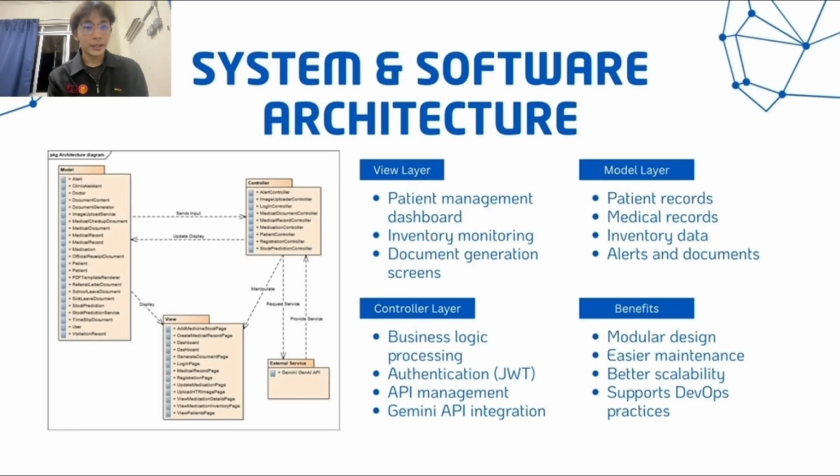The interaction between these layers follows a simple flow. Users perform actions through the view layer, such as searching for a patient or generating a document. These requests are processed by the controller layer, which applies the required business rules and retrieves or updates information in the model layer. The processed results are then returned to the user interface and displayed to the user. By adopting the MVC architecture, KRMS achieves better maintainability, improved scalability, and clear separation of responsibilities between system components, making it easier to support future enhancements and long-term system growth.